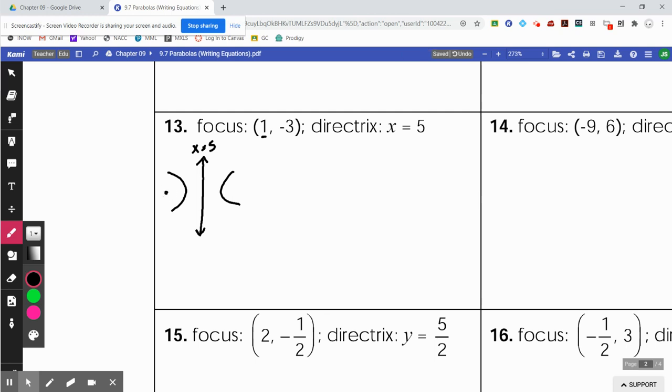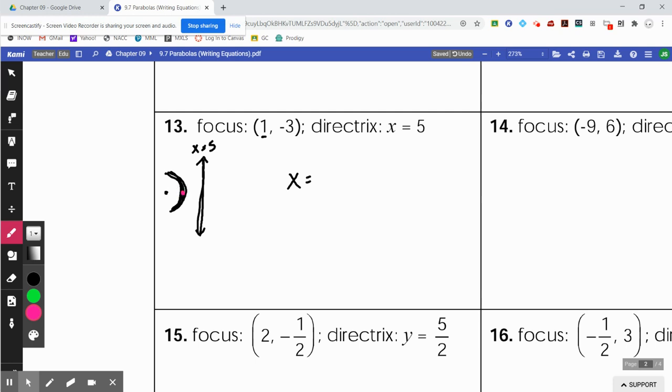So therefore, since my focus is over here and my directrix is here, my parabola is going to cup around my focus, so that means it's going to cup to the left. So it's going to be an x equals parabola. We do need to worry about what is going to be my vertex here.